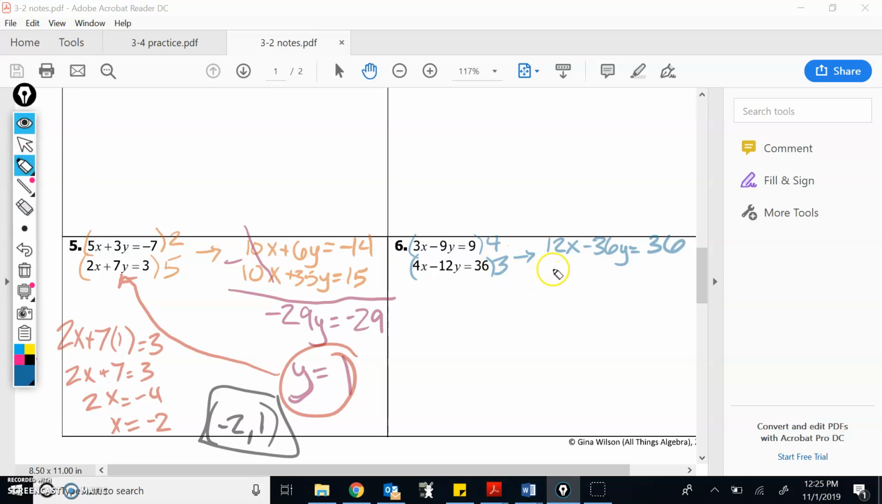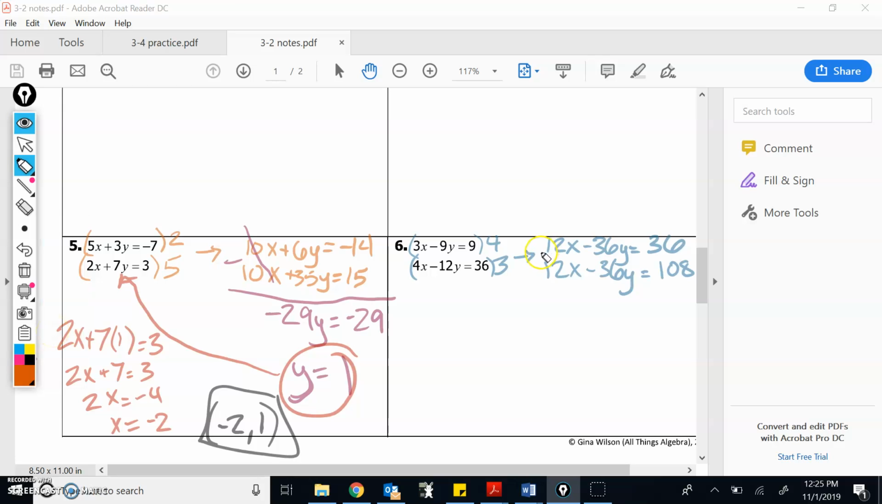Hopefully you caught my mistake. 12x minus 36y equals 36 times 3. Let me just type that in. 108. I can kind of sense something weird happening here since we have a lot of the same numbers. But let's just continue to solve.